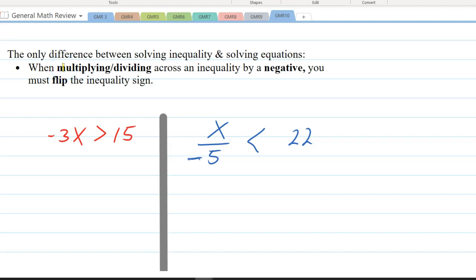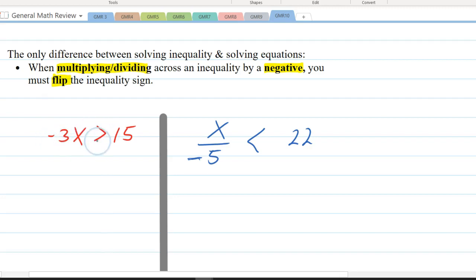Now on to solving inequalities. The only difference between solving an inequality and solving equations is one major difference. When multiplying or dividing across an inequality by a negative sign, you must flip the inequality. This is only multiplying and dividing by a negative, then you flip it. Let's do a couple problems to practice.